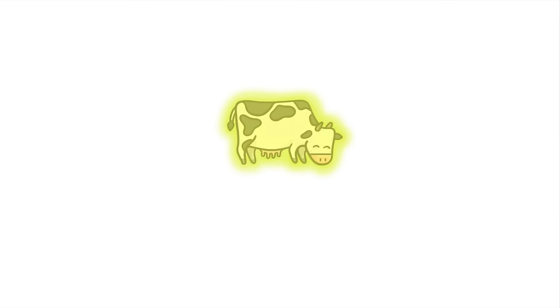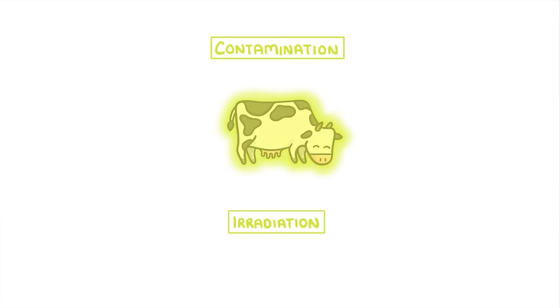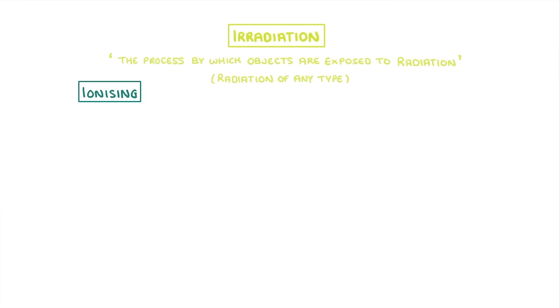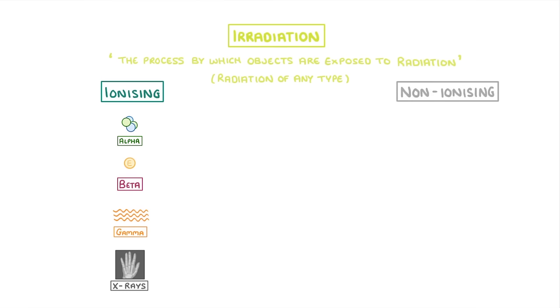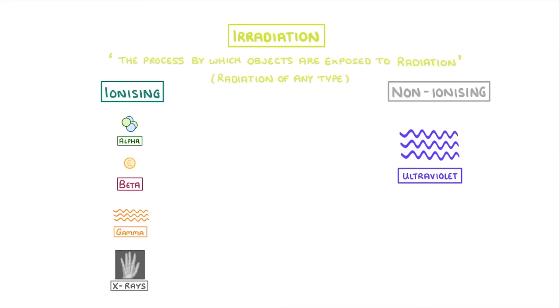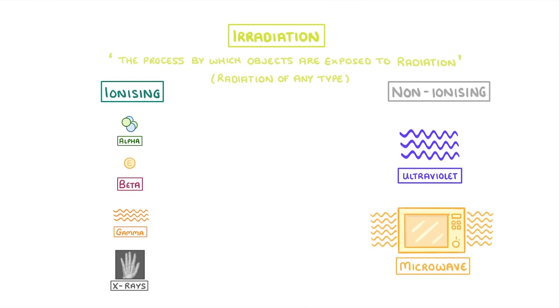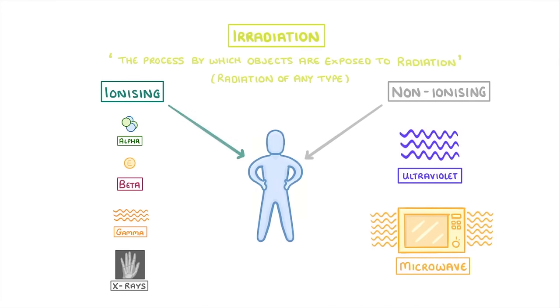In today's video, we're going to look at the terms irradiation and contamination, and we'll see what it is that makes radiation harmful. Irradiation is the process by which an object is exposed to radiation, and that could be radiation of any type. So ionizing radiation, like alpha particles, beta particles, gamma rays, or X-rays, but also non-ionizing radiation, like ultraviolet or microwave radiation. So if any radiation of any type was to reach your body, we'd say that you had been irradiated.